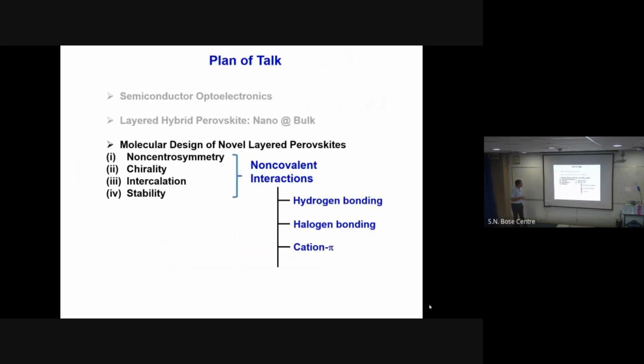So with this, I come to the next part of the talk, that is the molecular design. As I already said, there are nanoscale interfaces between the inorganic and organic part. So far I was talking mainly about how it changes the physical properties. Here I will show how this nanoscale interface can change the structure of the material and therefore give newer properties. Mainly I'll give examples of different non-covalent interactions like hydrogen bonding, halogen bonding, cation-pi interaction, and so on. Through these interactions, I'll be able to get structural non-centrosymmetry, chirality, intercalation of molecules, water stability, those kinds of things that I'll give you some examples of.